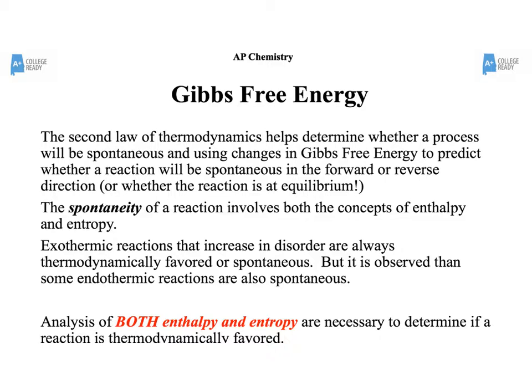So the second law of thermodynamics helps determine whether a process is spontaneous and uses changes in Gibbs free energy to predict whether a reaction will be spontaneous in the forward direction, meaning making products, or the reverse direction, which means instead of making products, it's actually going to make reactants from the products. Or whether the reaction is at equilibrium. Don't worry about that yet. You're going to get to that unit, but Gibbs free energy is going to come into play for the rest of the year.